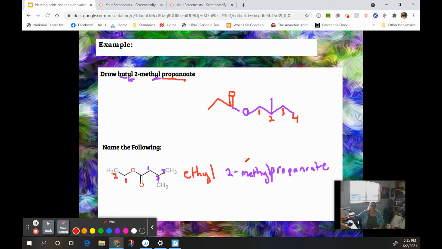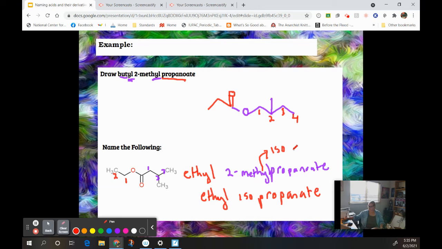You will learn later on, if you take an organic chemistry class, when you have a methyl group in the middle of a propanoate, a lot of the time this is called an iso group. And I can also name this particular organic compound ethyl isopropanoate. And that's just when I have a secondary carbon attached to a carbonyl group, double bonded oxygen.